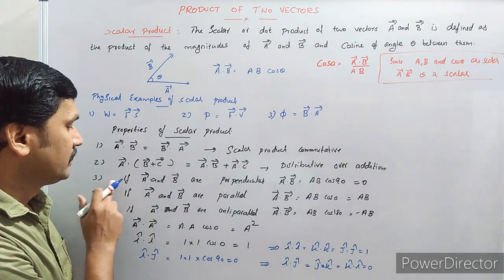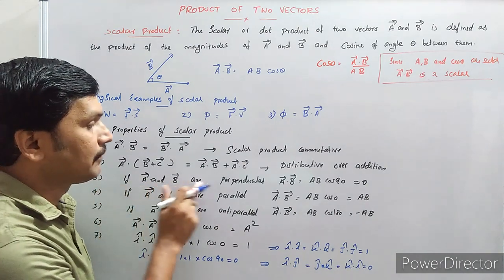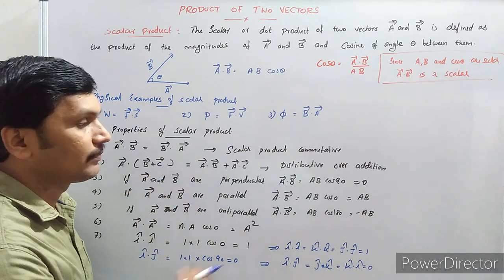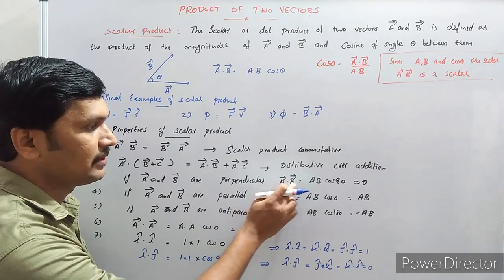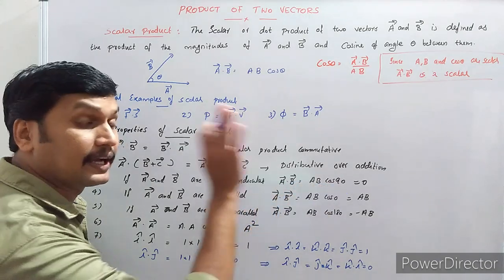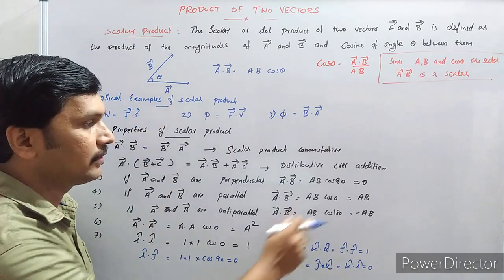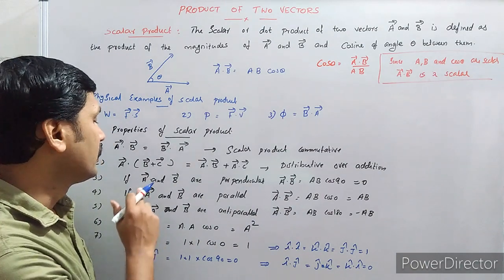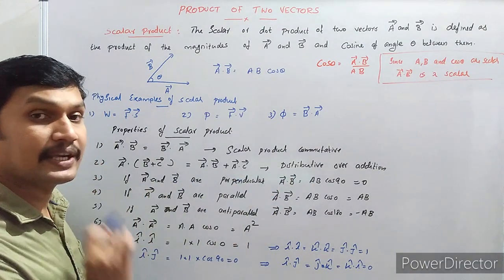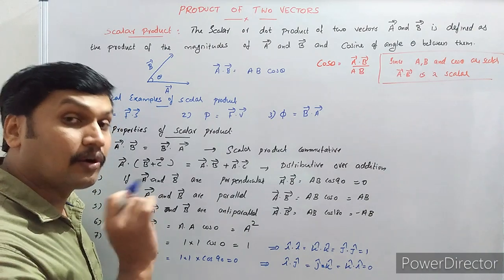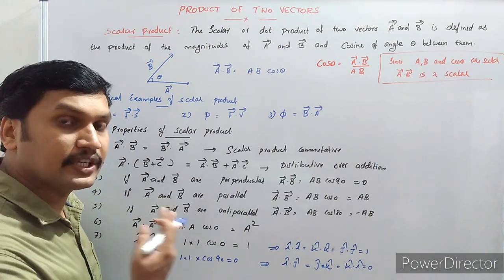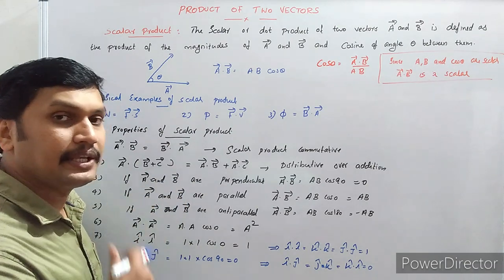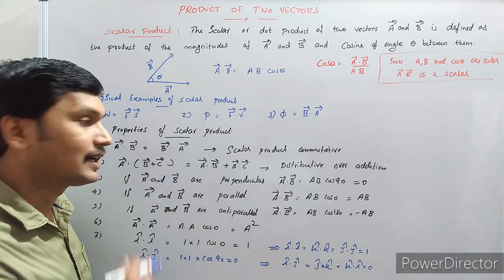The third property: if two vectors A and B are perpendicular to each other, then we can write A dot B equal to AB cos of the angle between them. Since the vectors are perpendicular, we write 90: AB cos 90. You know cos 90 is equal to 0. So A dot B equals 0. If two vectors are perpendicular, A dot B equals 0. If you want to check whether two vectors are perpendicular, just take A dot B. If you get A dot B equal to 0, we can say that the two vectors are perpendicular to each other.